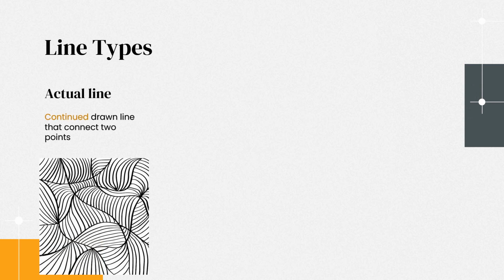So we also have line types. We have an actual line, which is a continuously drawn line that connects two points. So as you can see here, the lines are all connected and they're all continuous to each other. They connect point A to point B. Any two points, the line will connect them.